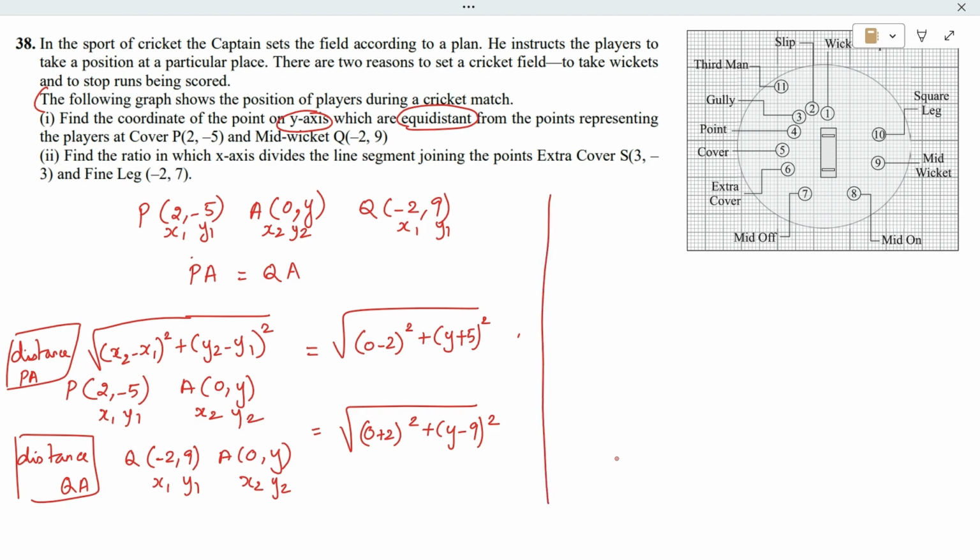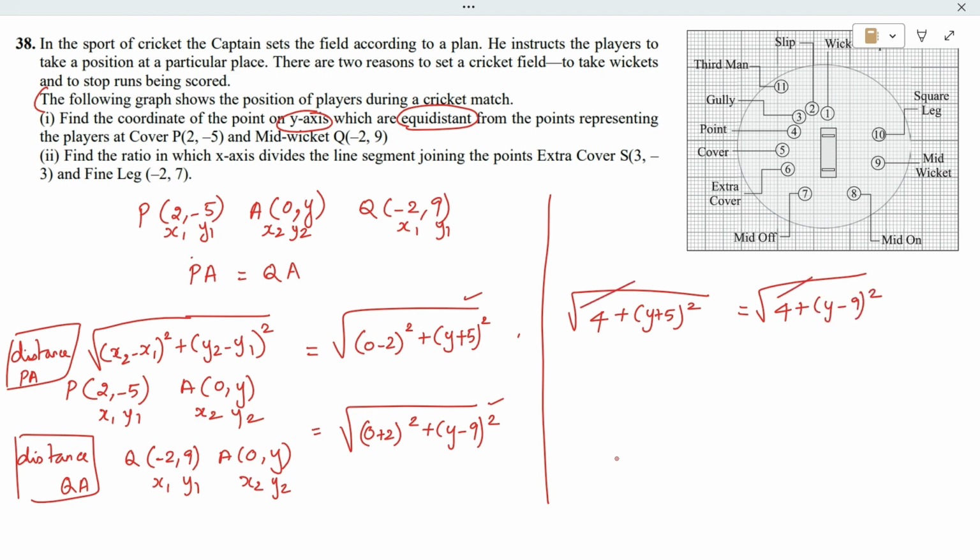Now I'm just going to equate these two. Distance PA will be equal to distance QA, right? So I'm going to equate these two. That is root of (0 minus 2, which is just minus 2) the whole square, that is 4, plus (y plus 5) the whole square, is equal to, again 0 plus 2 is 2, 2 square is 4, so root of 4 plus (y minus 9) the whole square.